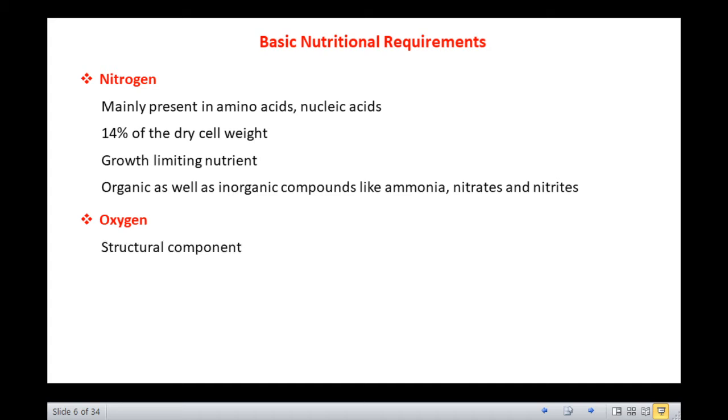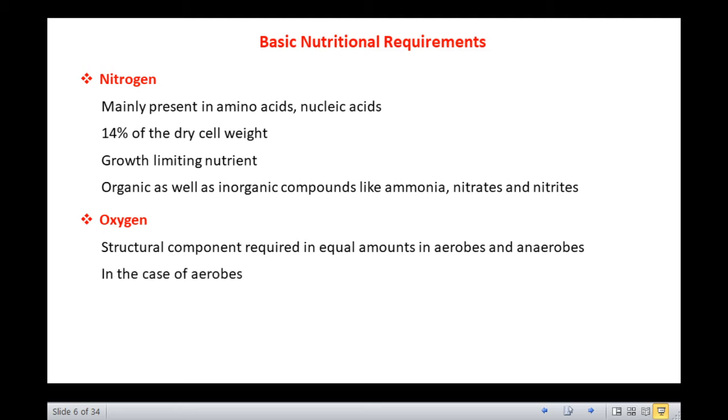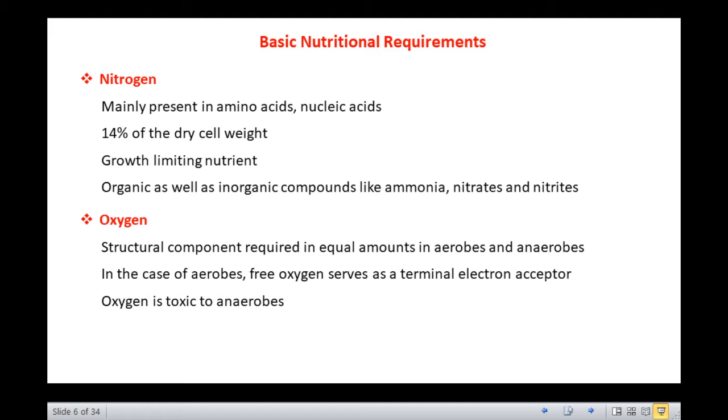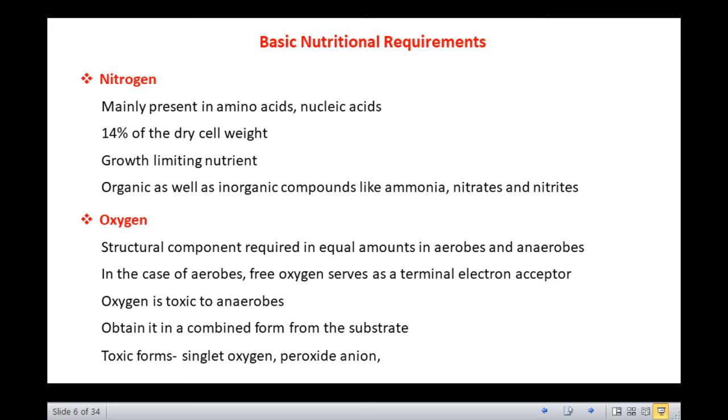It is again a structural component required in equal amounts in both aerobes and anaerobes. In the case of aerobes, free oxygen is necessary for growth and serves as a terminal electron acceptor. On the other hand, free oxygen is toxic to anaerobes, so they obtain it in a combined form from the substrate. There are 4 forms of oxygen which are toxic. They are singlet oxygen, peroxide ion, superoxide radical and hydroxyl radical.